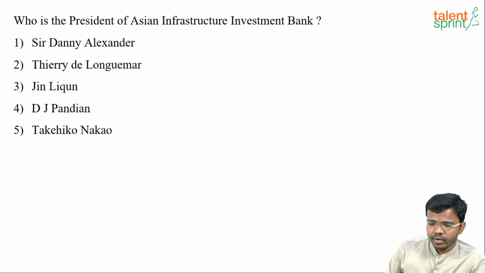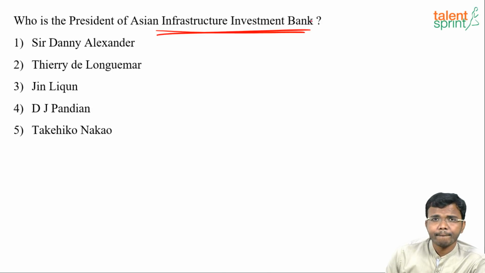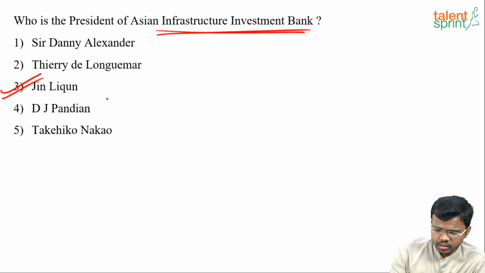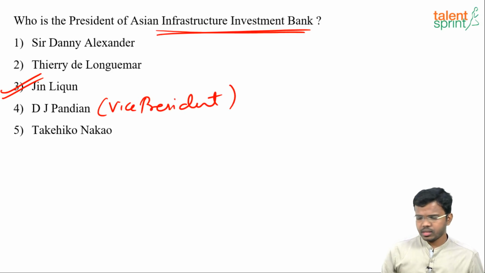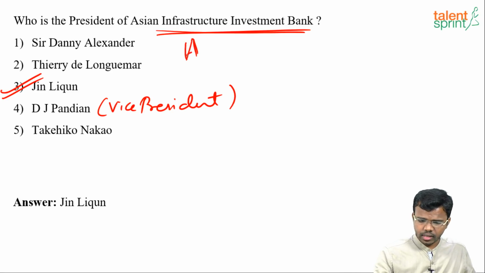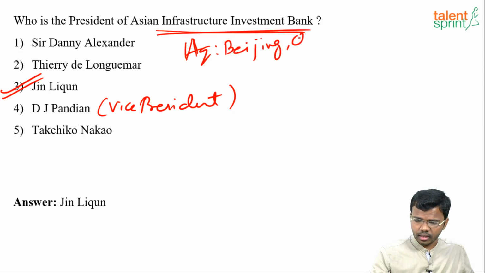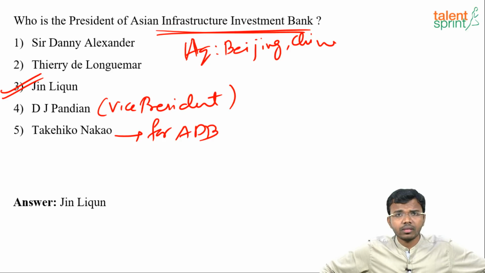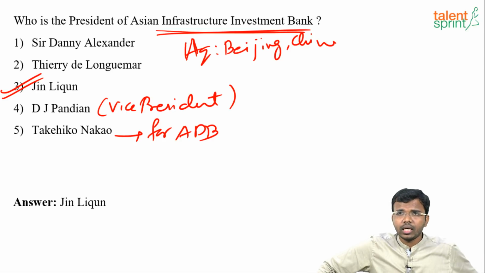Who is the president of Asian Infrastructure Bank? Yes, Asian Infrastructure Bank president is Jin Liqun and vice president is DJ Pandian, that is the right answer. Where is the headquarters of Asian Infrastructure Bank? It is in Beijing of China. Takehiko Nakao is for Asian Development Bank. Okay, KV Kamath is for New Development Bank. Okay.